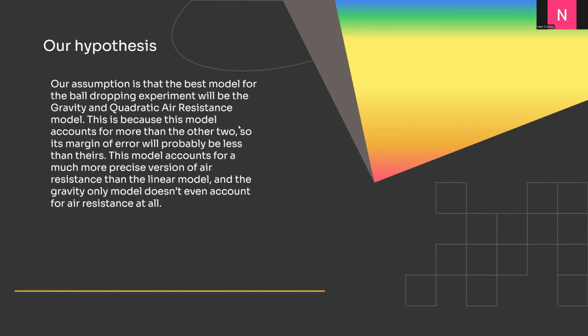Our assumption is that the best model for the ball dropping experiment will be the gravity and quadratic air resistance model. This is because this model accounts for more than the other two, so its margin of error will probably be less than theirs. This model accounts for a much more precise version of air resistance than the linear model, and the gravity only model doesn't even account for air resistance at all.